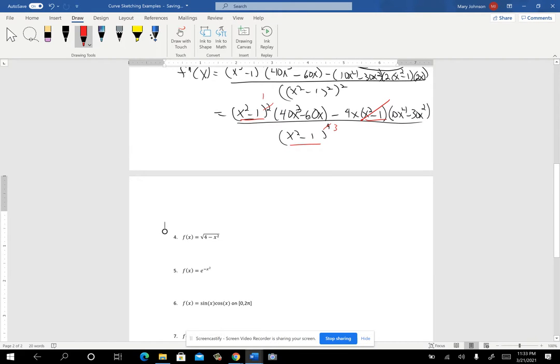All right, and then I'm going to look at what I have after that. I'm going to look inside here. I see I can at least take out 10. So from here I can take out a 20x, and I can get 20x out of the other one as well. All right, so this is going to equal 20x. Then I'm going to have an x squared minus 1. And then inside there, that'll leave me with 2x squared minus 3.